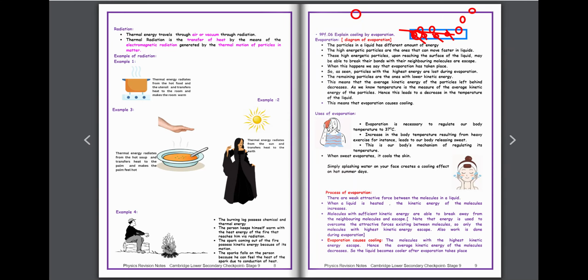So, uses of evaporation. Evaporation is necessary to regulate body temperature to 37 degrees Celsius. Whenever we are walking in the sun, it's very hot and we start sweating. Because of the sweat, we have water over the skin, and whenever we sweat, our skin feels cold. This is because the water evaporates and it causes cooling. So evaporation causes cooling, and sweat is necessary for us to maintain our body temperature.